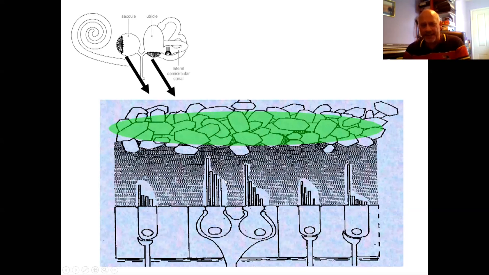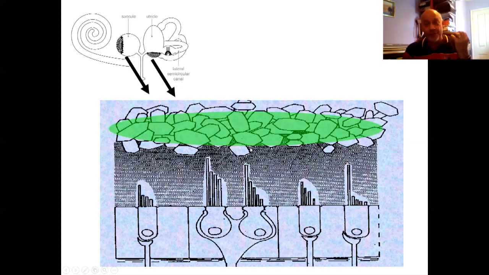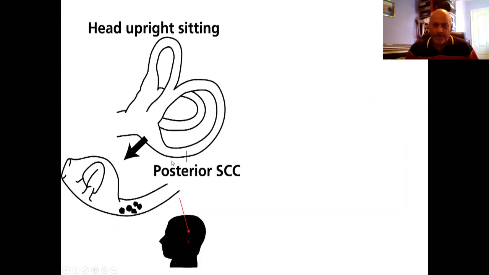So their purpose is, they're meant to be heavy, so when you accelerate and decelerate, they move, or they lag behind and then catch up. If you bend your head forward, they all fall forward in the jelly. You bend your head back, they all fall back in the jelly. So they tell the brain where gravity is. So here we are, a normal person.